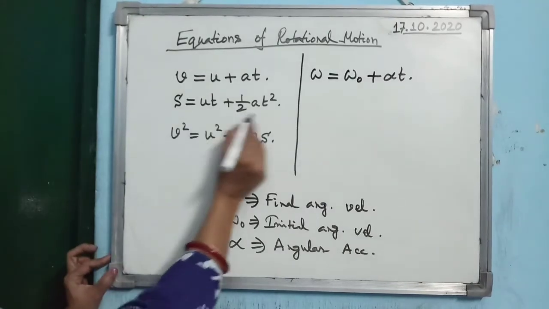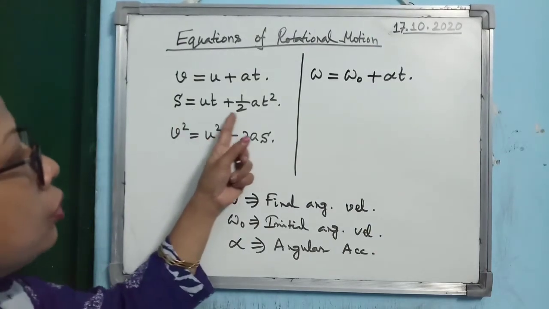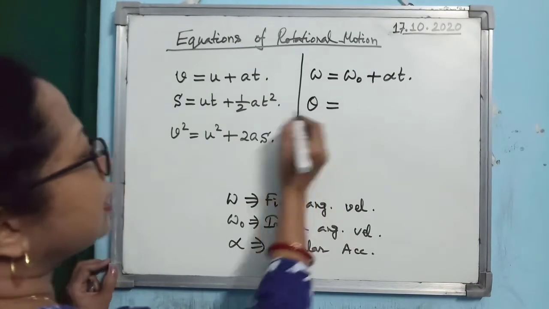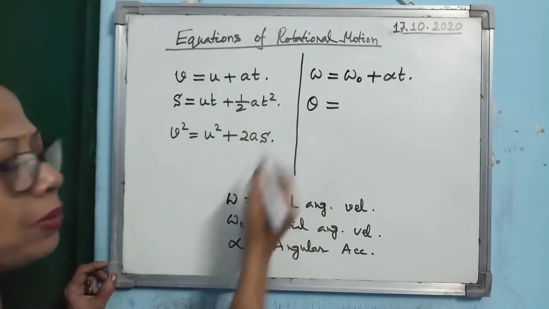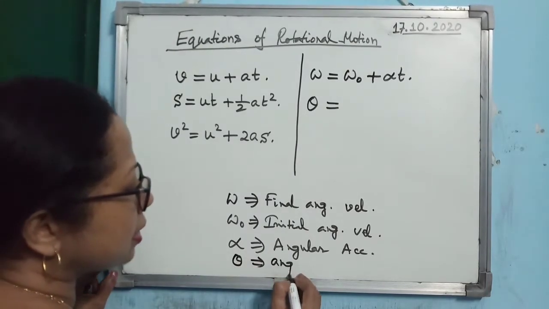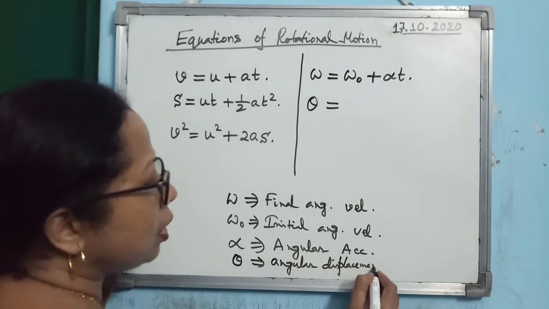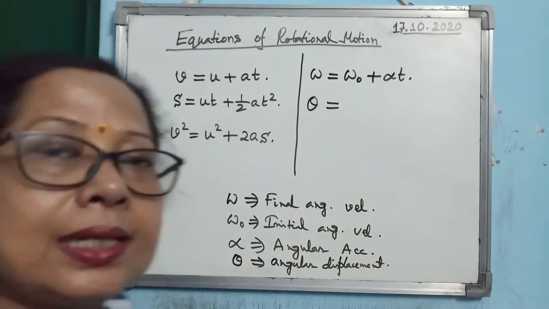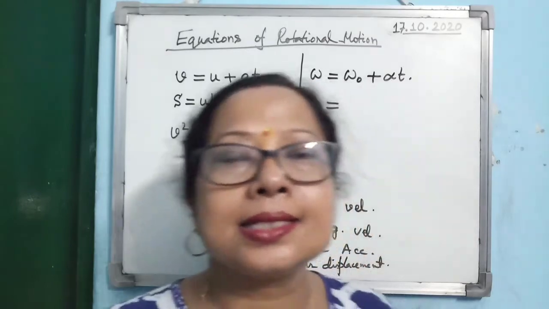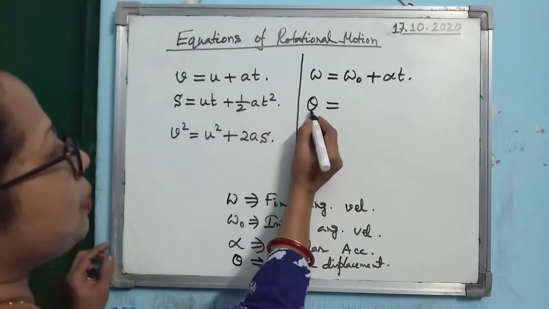Now come to the second equation of motion. In translational motion, you can write it as S is equal to ut plus half at square. In this case, S, the linear displacement, should be replaced by theta, the angular displacement. How do we measure the angular displacement? When a body rotates, at a certain instant of time, the angle subtended by the body at the center is the angular displacement.